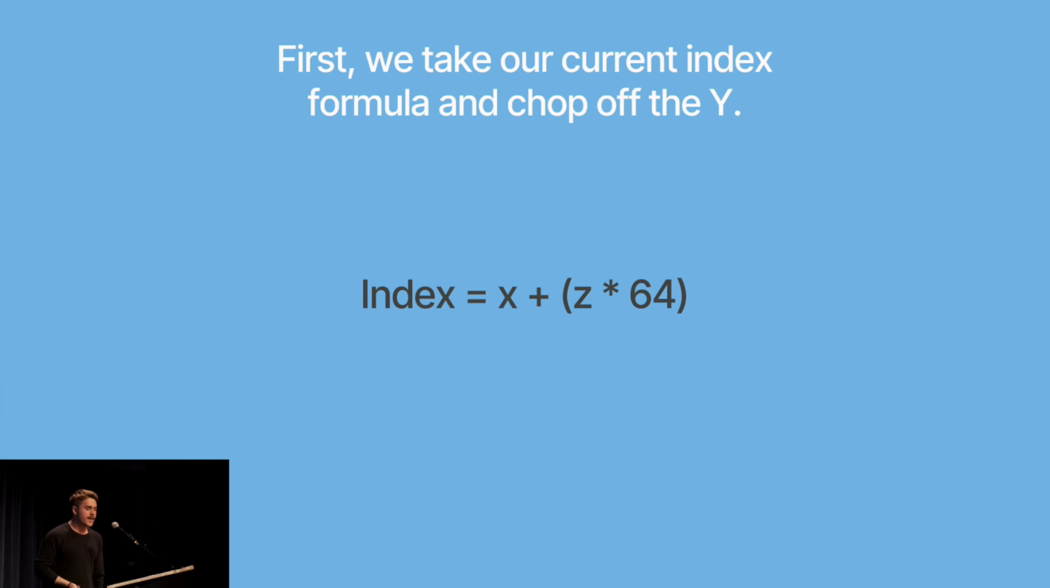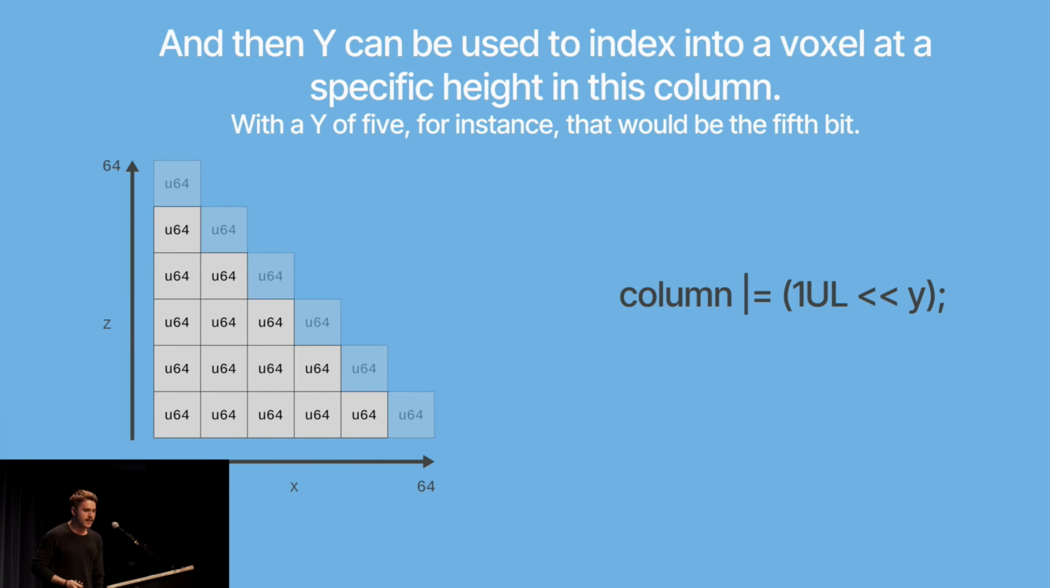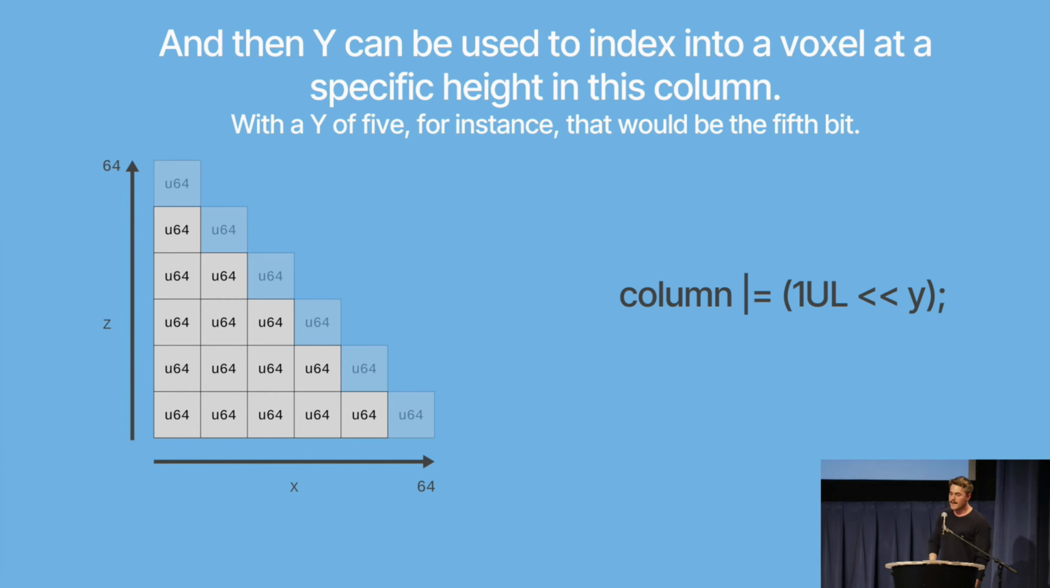First, we can take our current index formula and chop off the y. So now we just have x and z. And then we can use x and z to index into a specific column. And in that column, we can bring back y and use that to access a specific voxel at a height. So let's say we have an x of 0 and a z of 0. We can use that to access the column at 0, 0, and we can use a y of, let's say, 3 to access the 5th bit there, and either set that to 1 or 0 based on if we're setting a voxel to anything besides air or air, right?